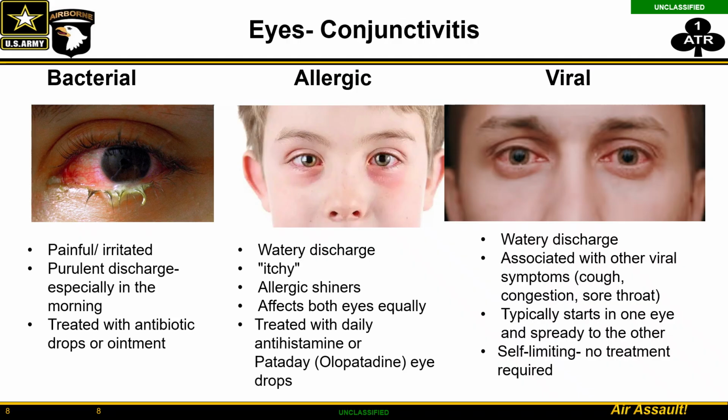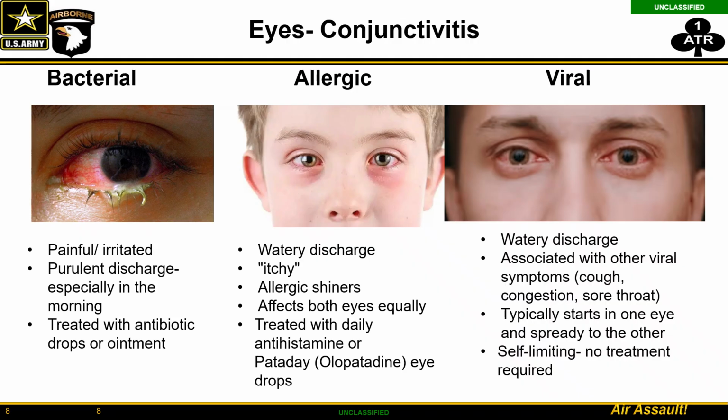Other types are allergic and viral. And for these, they're going to present very similarly because unlike bacterial, it will show up in both eyes. And allergic tends to show up in both eyes at the same time. Viral, the typical story is it'll show up in one eye and then quickly move to the other eye. And then both will start to bother them.